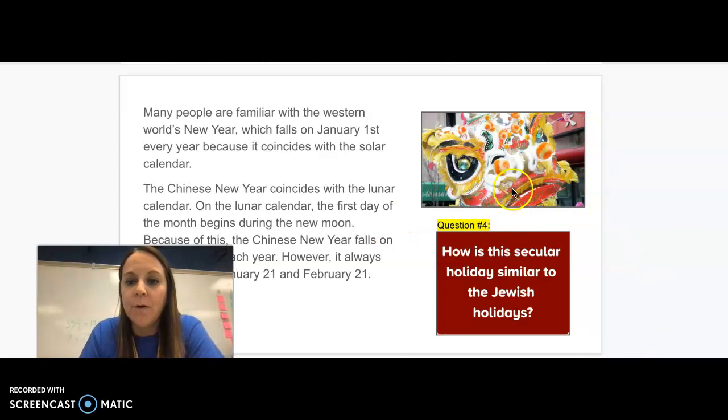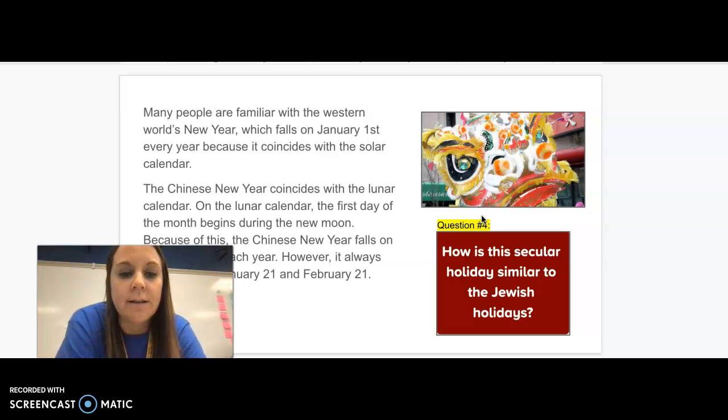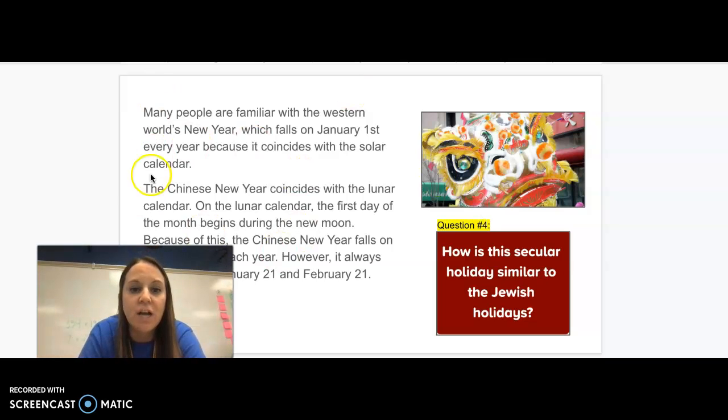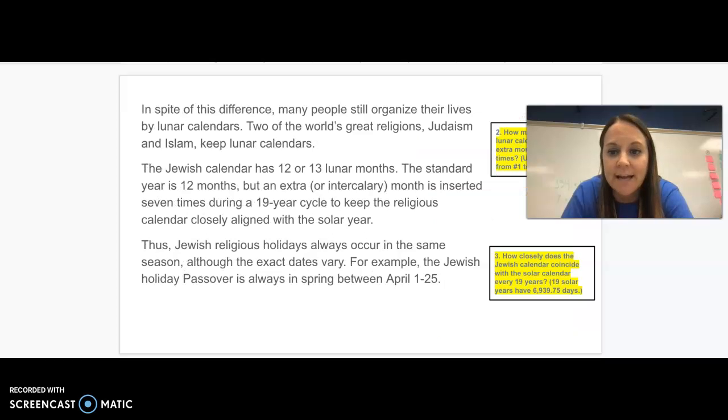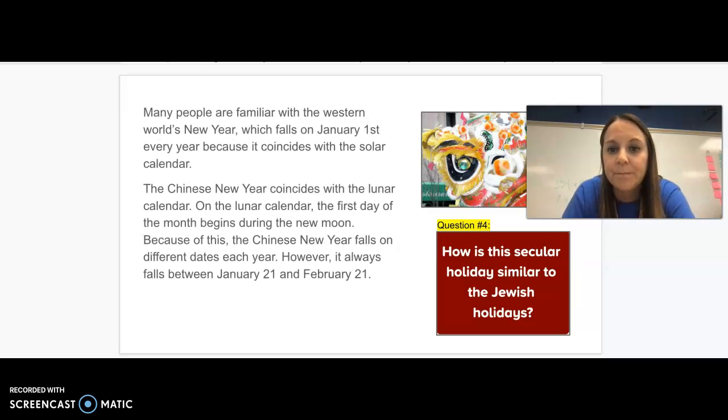So question number 4 on your sheet says, how is the secular holiday similar to the Jewish holidays? So how is the holiday of the Chinese New Year similar to the Jewish holidays? So you can look at this slide and go back to the last slide to answer that. I'm not going to tell you the answer to that one right now.